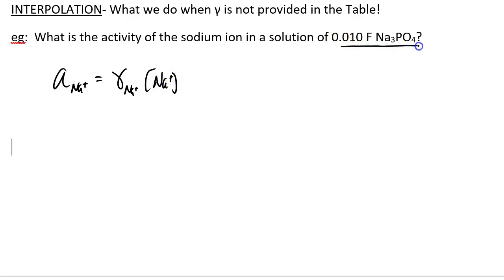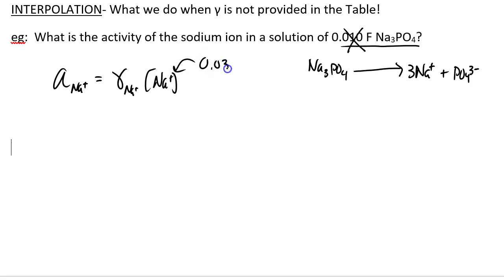And just as a reminder, I may remind myself that when sodium phosphate dissociates in solution, it produces 3 sodium ions and 1 phosphate for every 1 mole of the salt. So the concentration of sodium is not 0.01, but rather 3 times that. So all we need now is an activity coefficient for sodium.